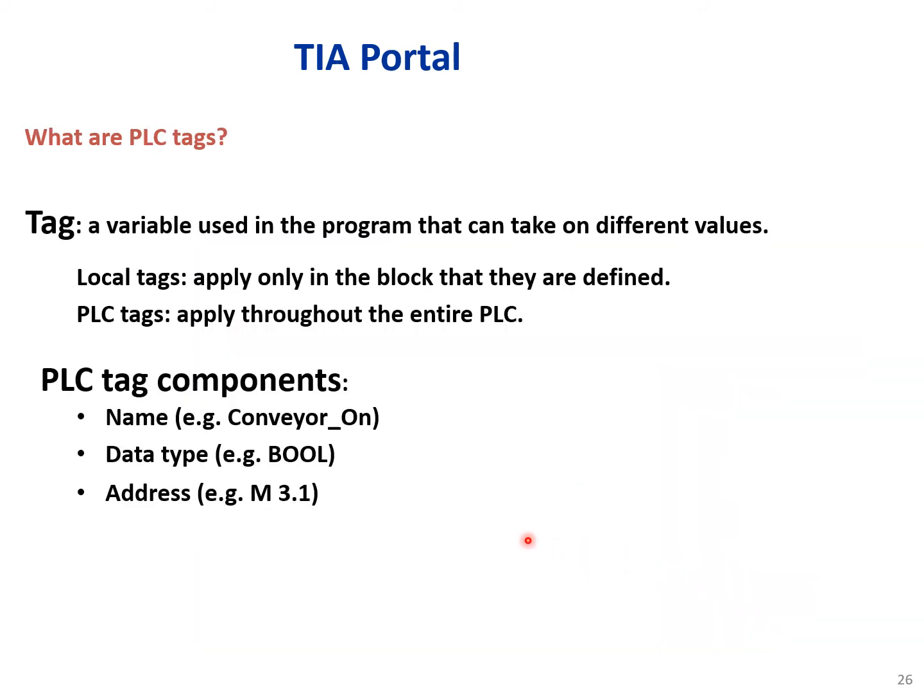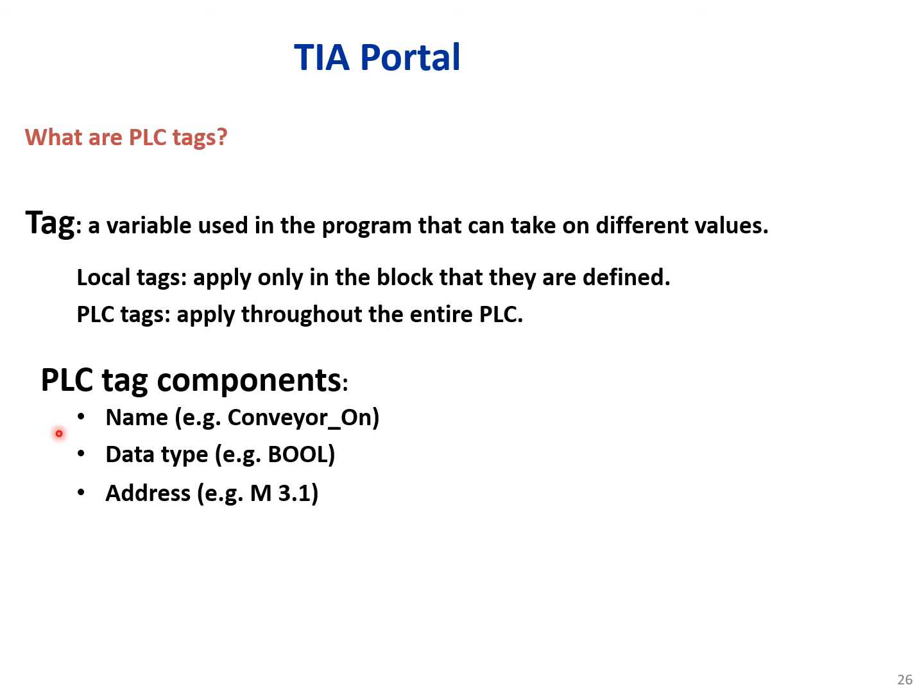Okay, so now you are done with the program, but we need to assign some addresses and tags. So what are PLC tags? A tag is a variable used in the program that can take on different values. We could have local tags, which apply only in the block where they are defined, and we have PLC tags applied throughout the entire PLC. So it's like local variables and global variables.